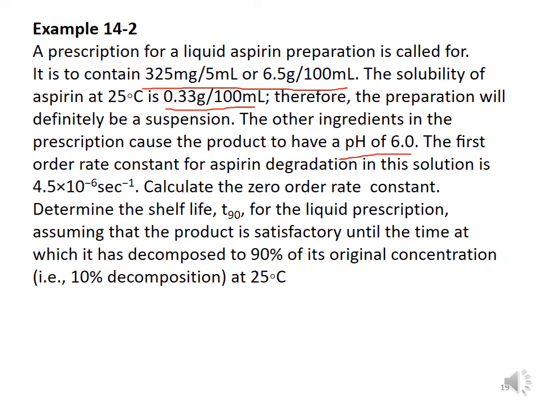The first order rate constant of aspirin degradation in solution is 4.5 × 10^-6 seconds^-1. Calculate the zero order rate constant. Determine the shelf life, t90, for the liquid prescription, assuming that the product is satisfactory until the time at which it has decomposed to 90% of its original concentration, which means 10% decomposition, at 25 degrees Celsius.